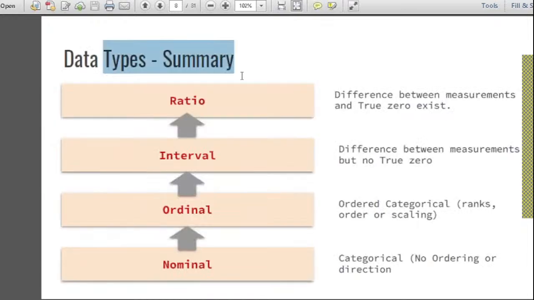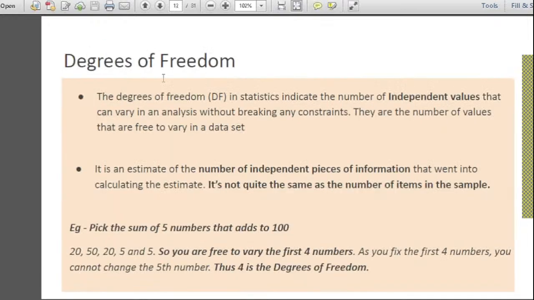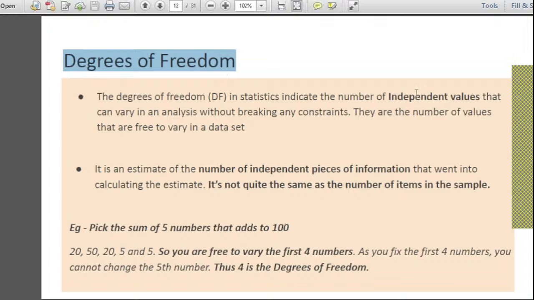Okay, data types we have already done. Degrees of freedom, let's do this. Okay, we'll do this after the break. Yeah, I forgot the break also.